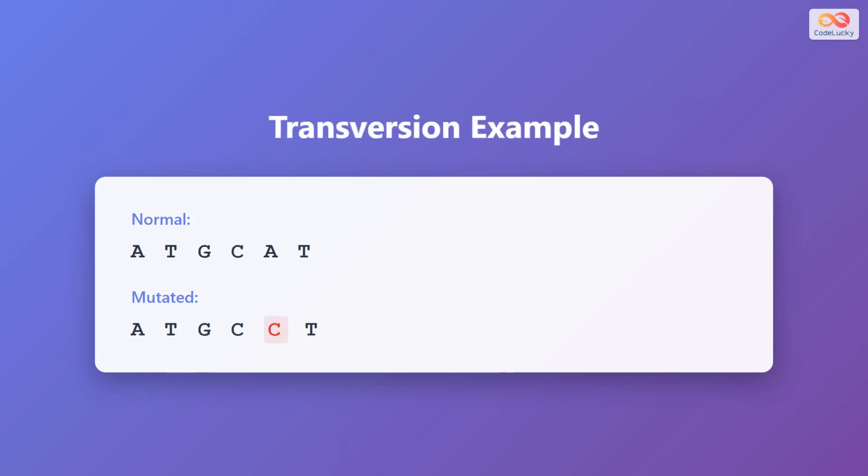Now let's examine a transversion mutation. Starting with the same normal sequence of adenine, thymine, guanine, cytosine, adenine, thymine, the mutated version shows the adenine at position 5 replaced by cytosine. Since adenine is a purine and cytosine is a pyrimidine, this represents a transversion. This type of change is less common but can have different effects on the resulting protein.